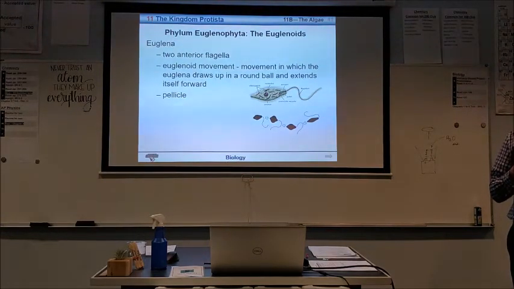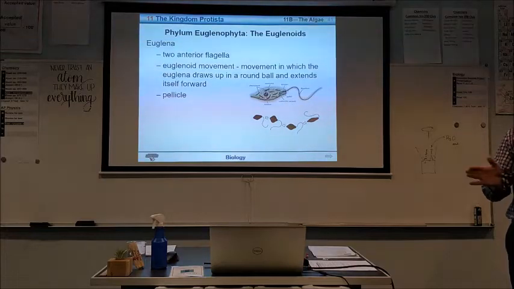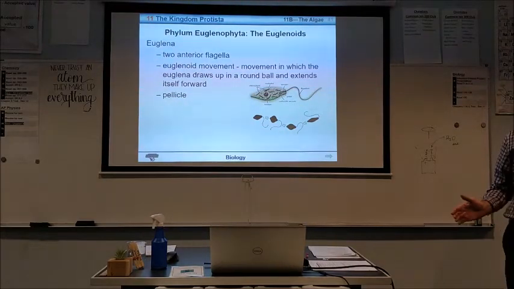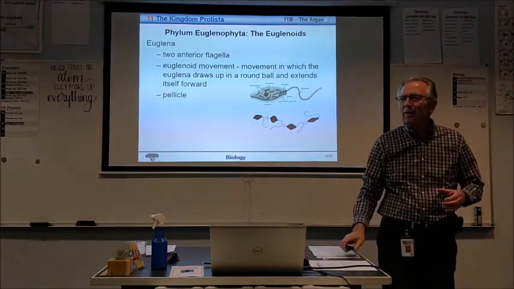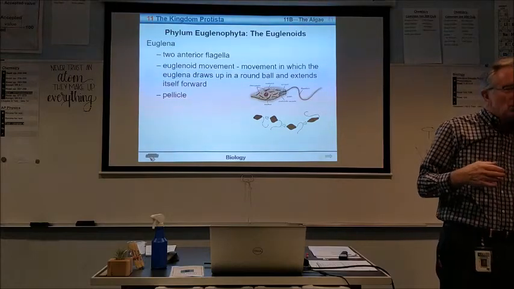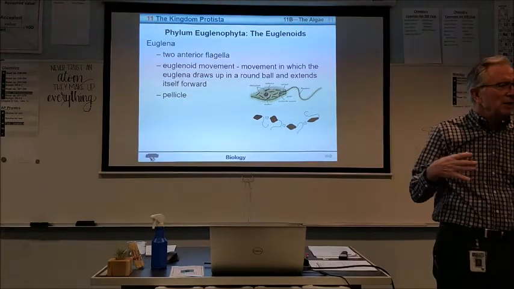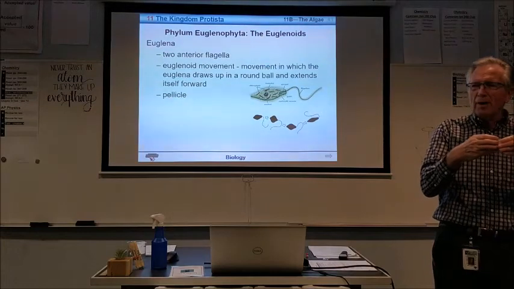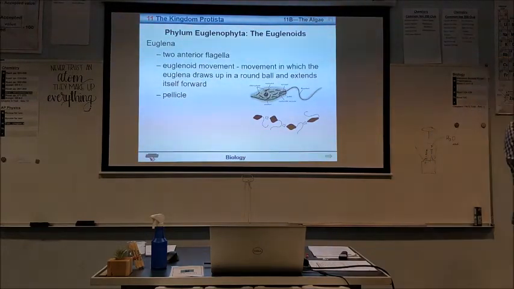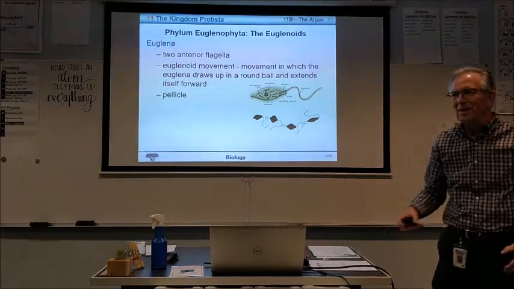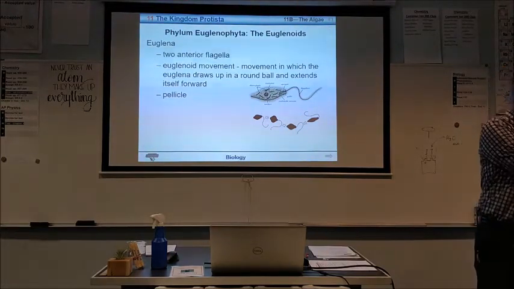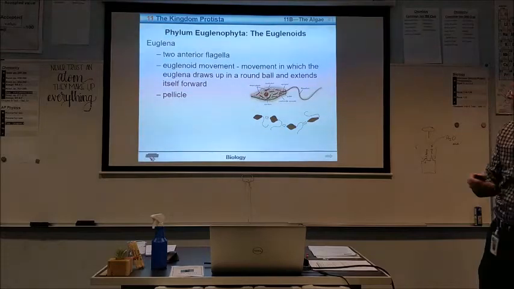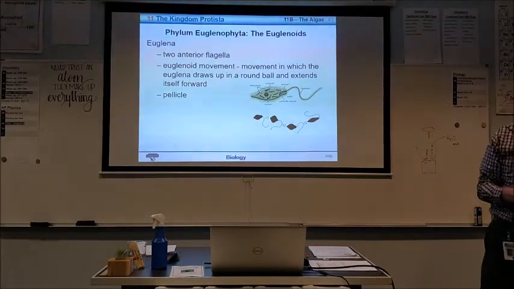Flagella are for what purpose? For movement, right? Now, the Euglena also have another kind of movement that they're capable of doing, which is that they can scrunch up and then extend themselves. Kind of like some worms do in a way, but they scrunch up, get more like a ball, and then they stretch out. And then scrunch up into a ball and then stretch out. So they have more than one way of moving around.